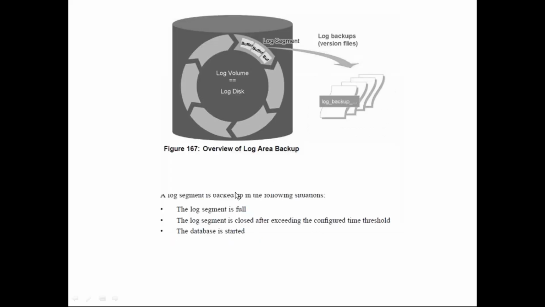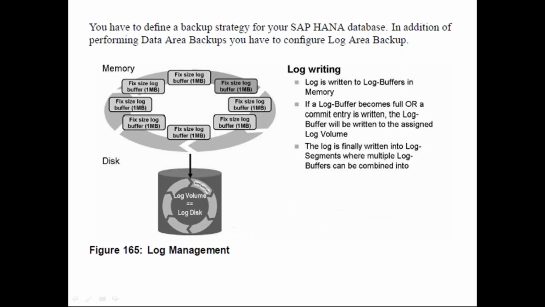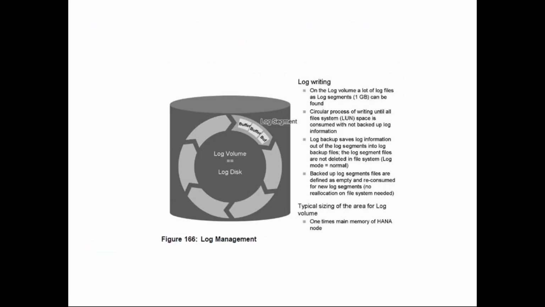That's what they mentioned here. A log segment is backed up in the following situations, provided automatic log backup is enabled. The first one is log segment full: segment full, but interval is not reached, and backup is completed. Backup means it will take a copy of this data and write it into the backup files in the destination path, whatever you have given.